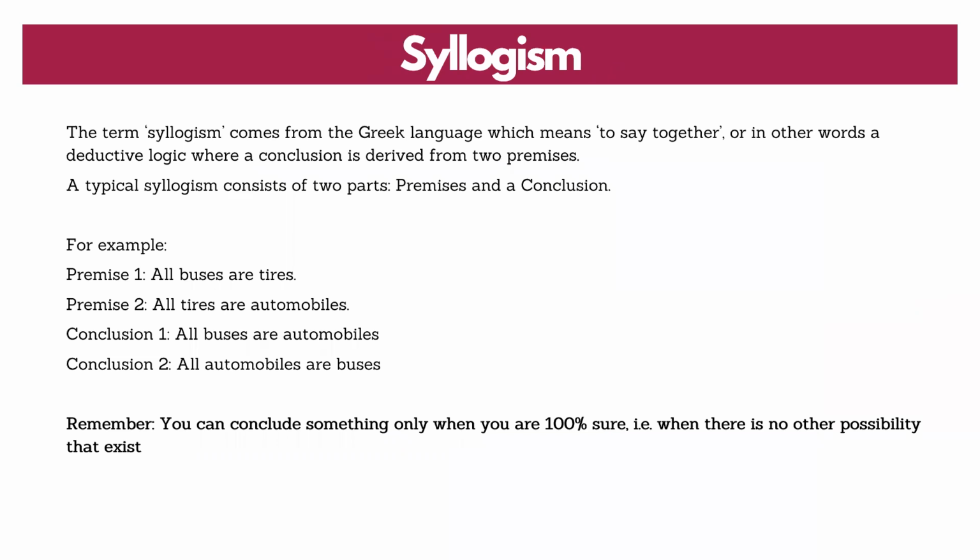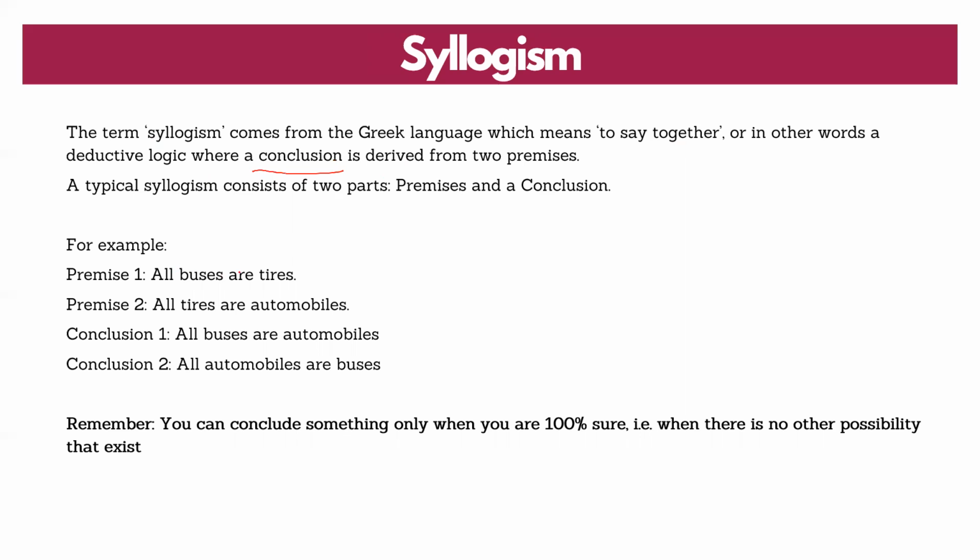So, what is syllogism? I will now call it syllogs. The term syllogism comes from the Greek language, which means to say together, or in other words, a deductive logic where a conclusion is derived from two premises. So here two premises will be given, and you will be deriving a conclusion. Two or more will be given. So that is syllogism: saying all the things together and seeing what conclusion you can come out with.